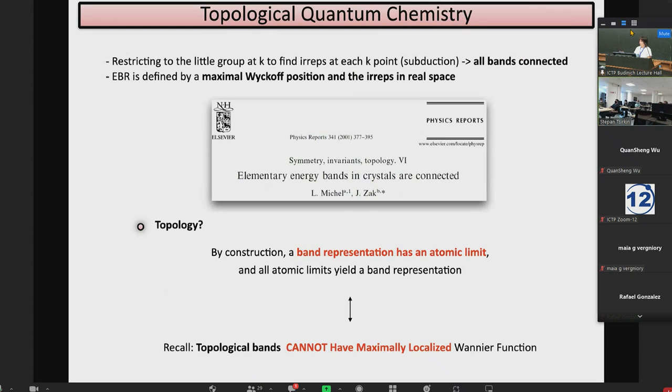So we have the atomic limit and we have the elementary band representation, and what is the relation of this with topology?